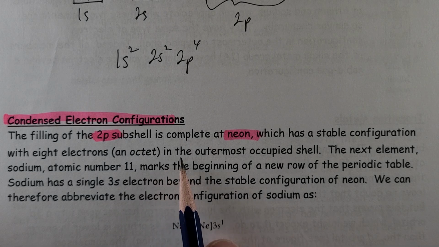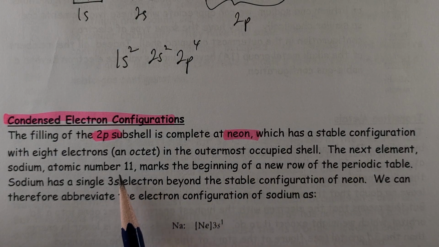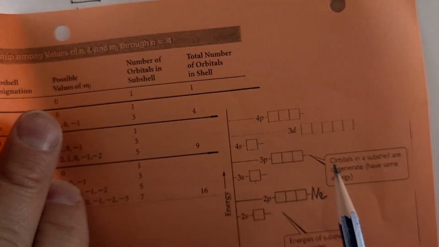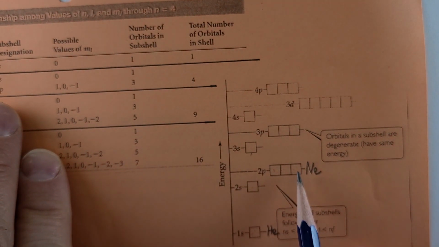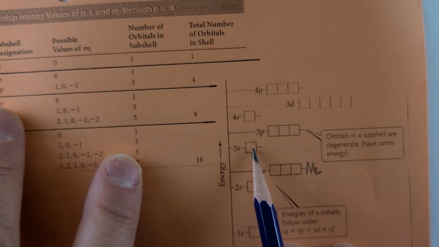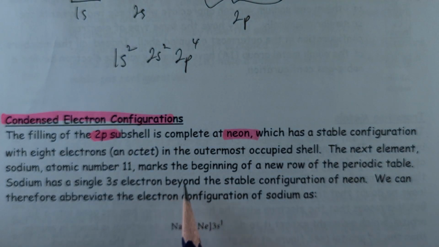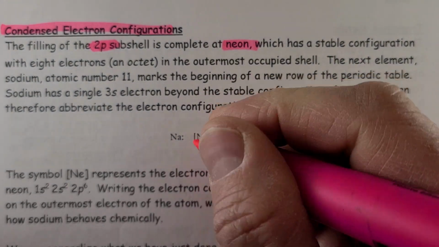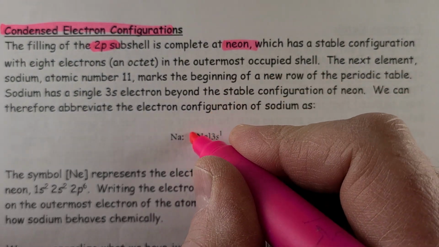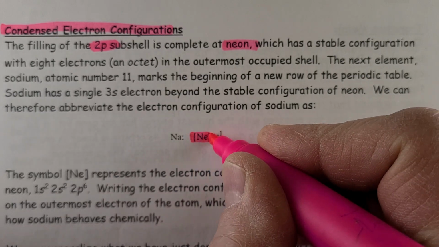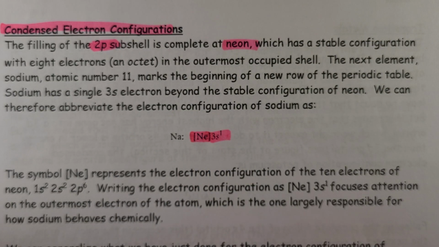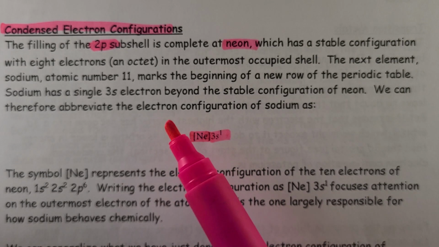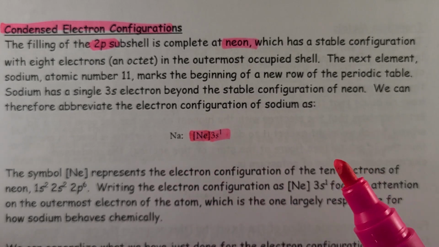It would have its octet. The next element, sodium, marks the beginning of a new row of the periodic table. So from neon, sodium with its 11 electrons, the next one would go here in the 3s region. And so we could have a shorthand way of representing that. The electron configuration of neon plus the one electron in the 3s1 region would be the condensed electron configuration for sodium.